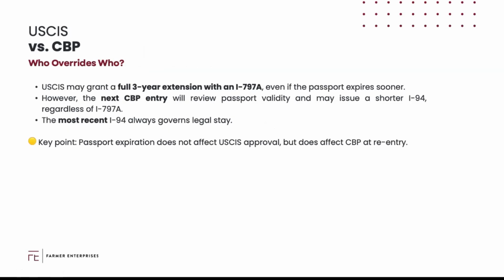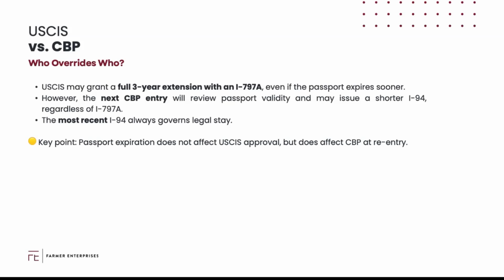Now, between the two agencies, USCIS and CBP, USCIS may grant a full 3-year extension with an I-797A, even if the passport expires sooner. This does not mean that we can file an extension with an already expired passport. So the passport must always be valid.